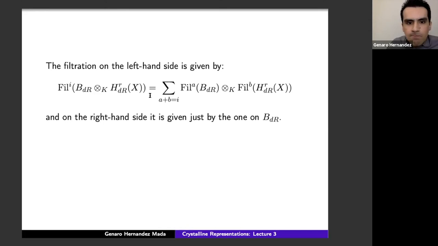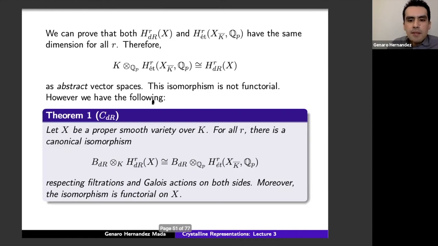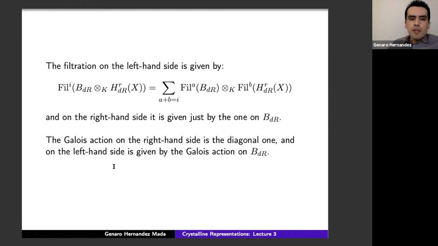And the Galois action on the right-hand side. Recall that we have a Galois action on both. So we just take diagonals. We make Galois act on both parts, and here only on B_dR. So we have filtration and Galois action on both sides, and we have an isomorphism which is functorial.